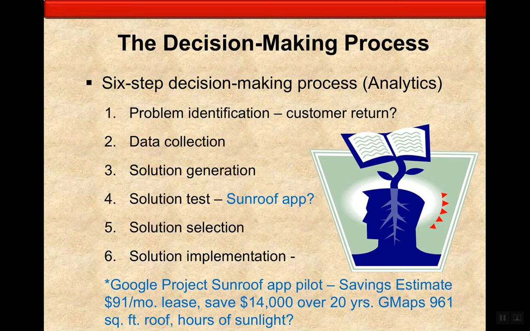This is a fairly simple model, kind of intuitive, but it does call out the different elements, particularly this idea of data-driven decision making. This number two becomes a big factor in trying to make a good, solid decision.